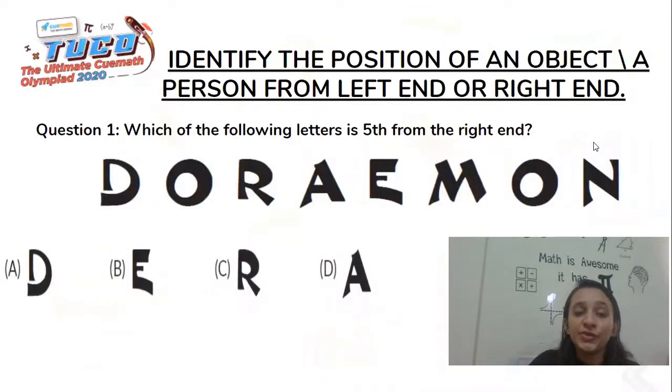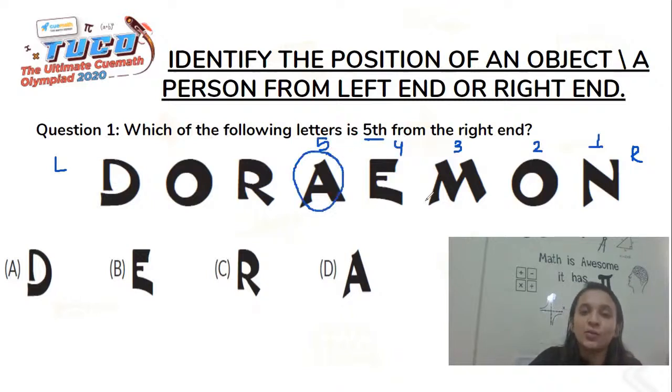It says, which of the following letters is fifth from the right end? Again, the very first thing is that the students should be able to mark their left and right, as it's not given in the question. So we first mark our left and our right. Now we need to see what the question is asking us. It's asking which of the following letters is the fifth from the right end. So we'll start marking from the right end. This is 1, this is 2, this is 3, this is 4, and this is 5. So the letter A is the one which comes at the fifth position from the right end, and so the correct answer to this question is option D.